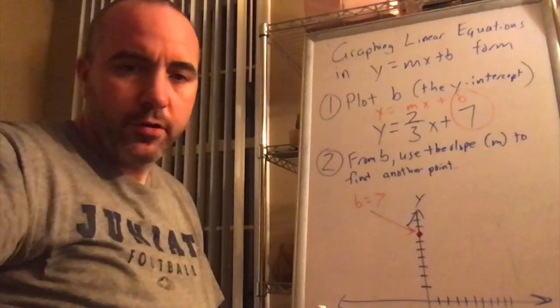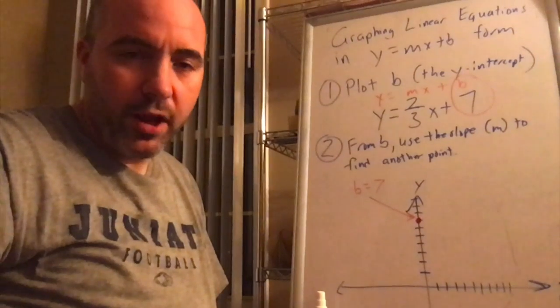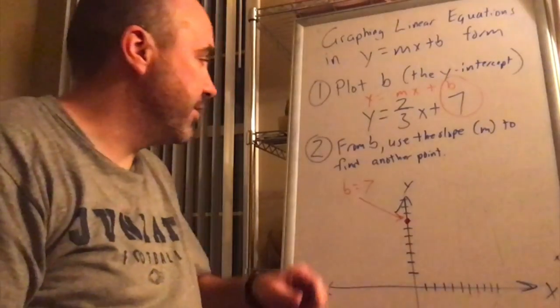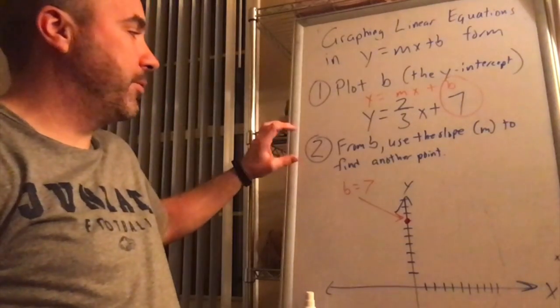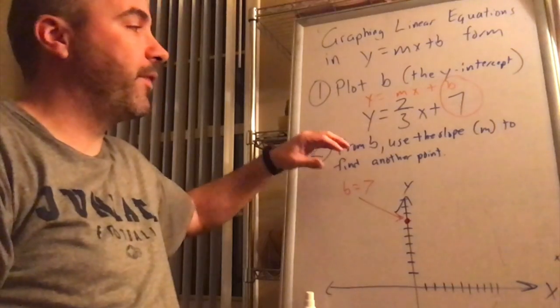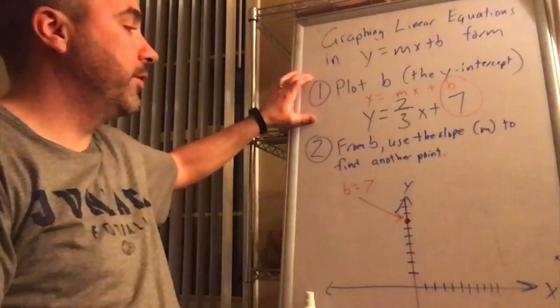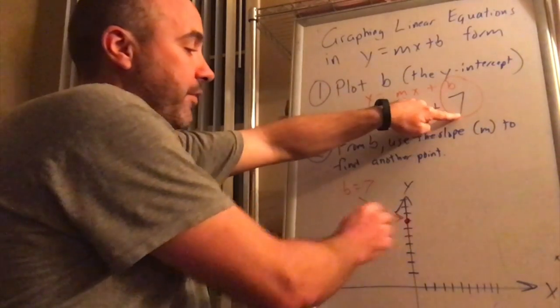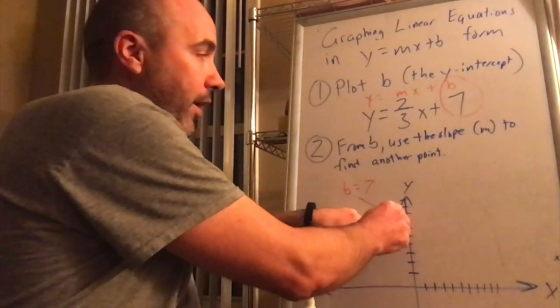Step 2. So my webcam froze on me. So we're going to have to do a little bit of editing to match these up. But I believe it happened when we were talking about using the slope to find another point. So after we plotted our b, so we've looked at the y-intercept of 7, plotted it at 7 on the y-axis.